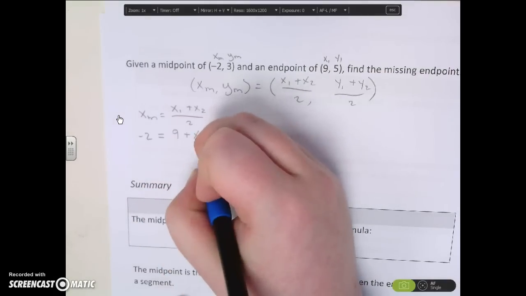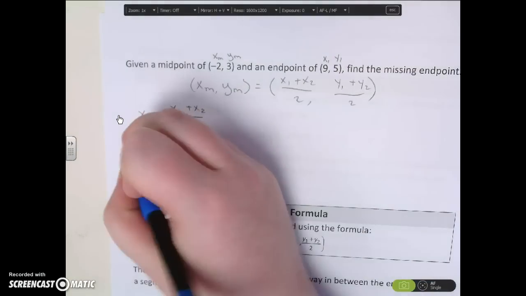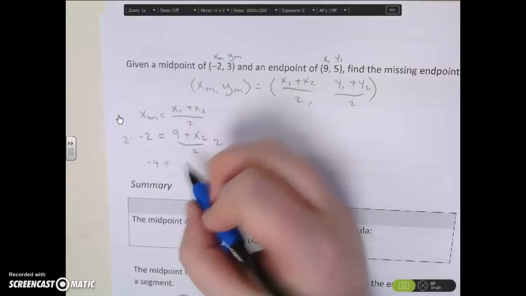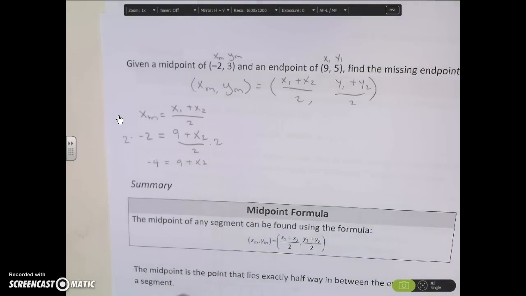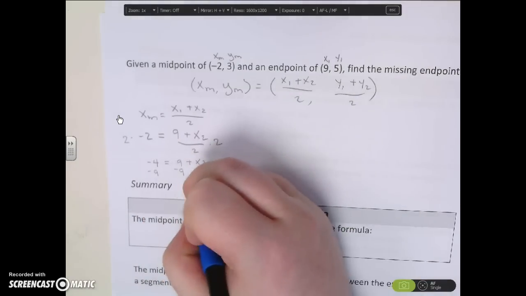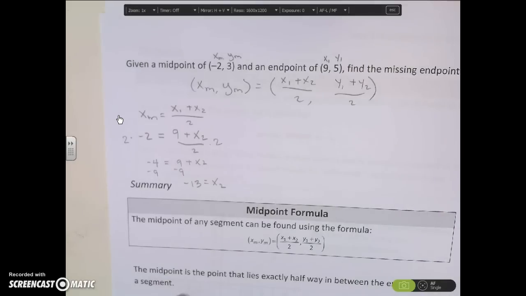I don't know the second endpoint. Now I'm going to solve. Multiply both sides by 2. So I get negative 4 equals 9 plus x2. Well, subtract 9, and I get negative 13 equals the second endpoint x value.